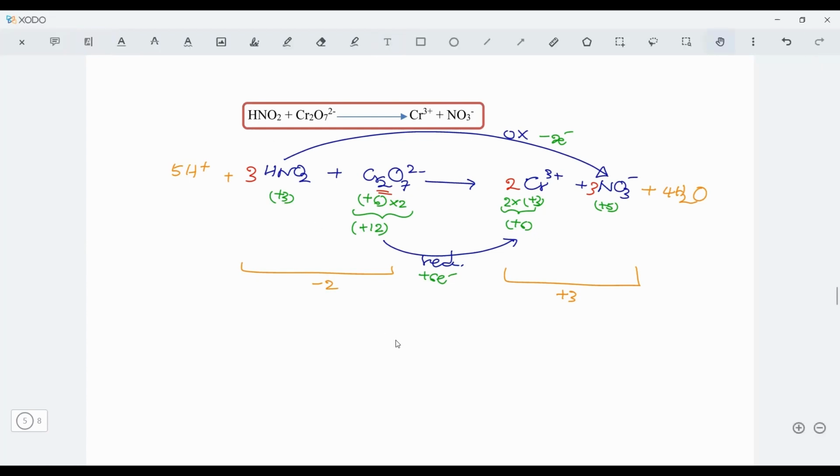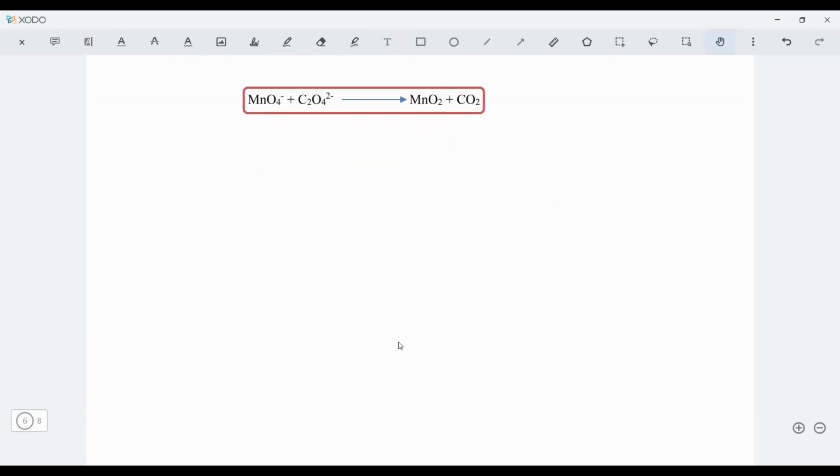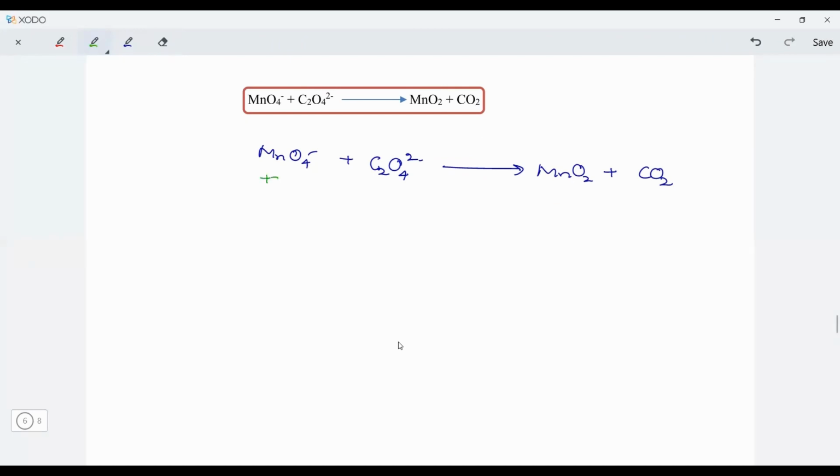Now let's try balancing basic medium reactions also using our method. First of all, let's find oxidation numbers. Plus 7, plus 3 for one atom, plus 4, and plus 4. Then we need to balance atoms. Here you have to put 2 carbon dioxide, right?